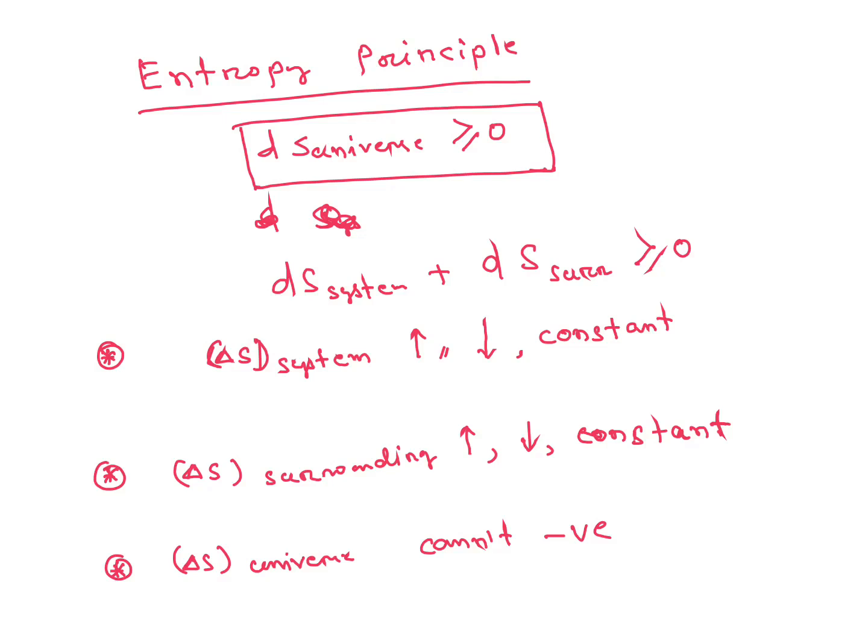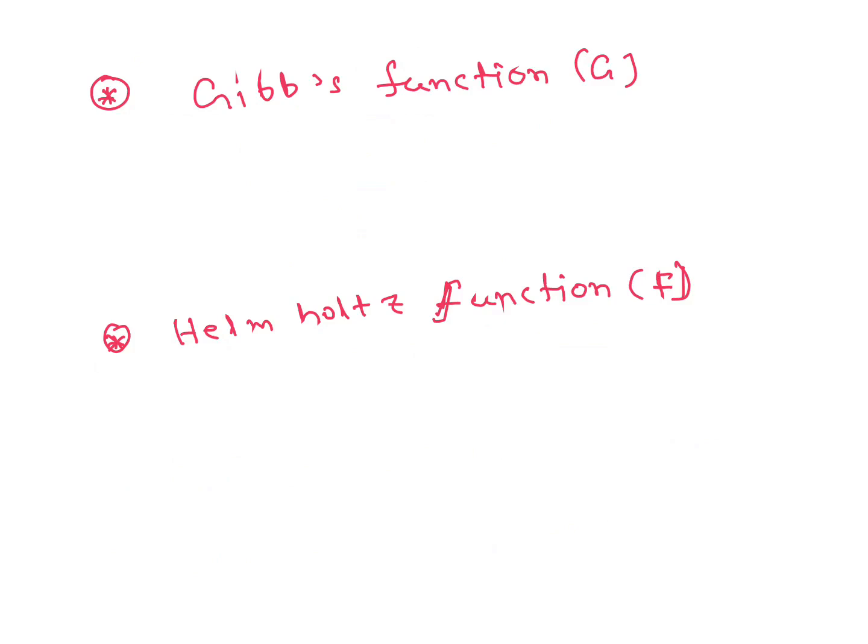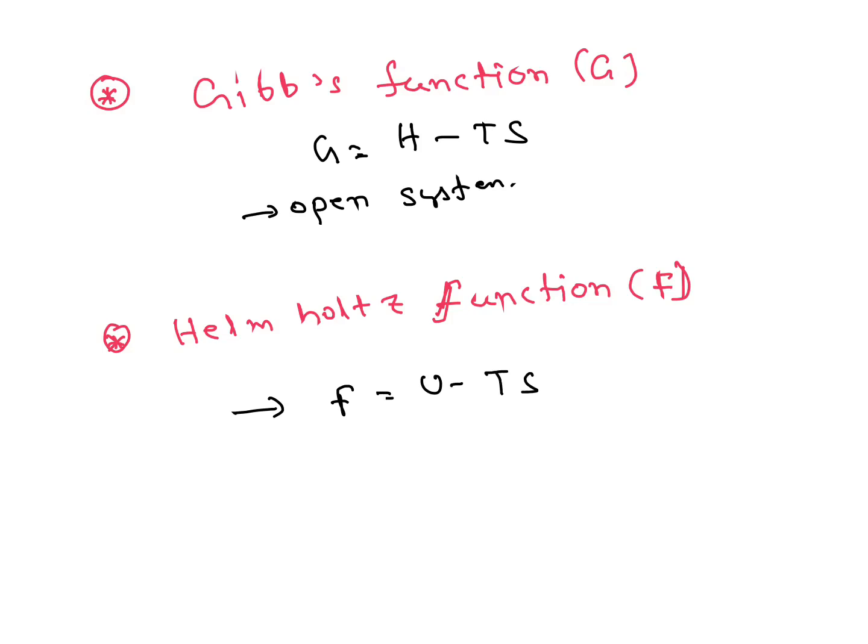Next is Gibbs function and Helmholtz function. Gibbs function is G equal to H minus Ts. It's for open system. And Helmholtz function F equal to U minus Ts. H is enthalpy, U is internal energy. This is for closed system.